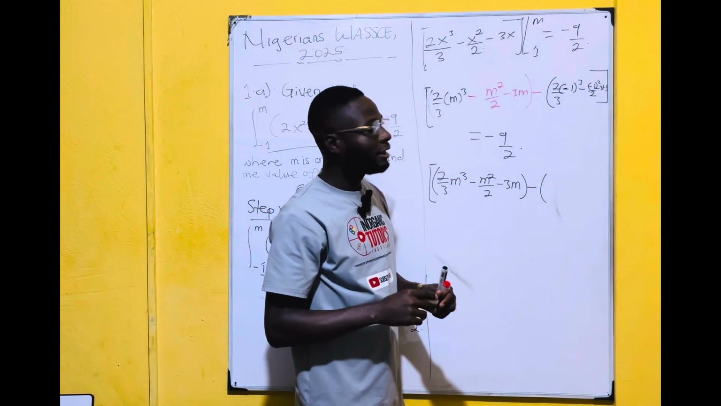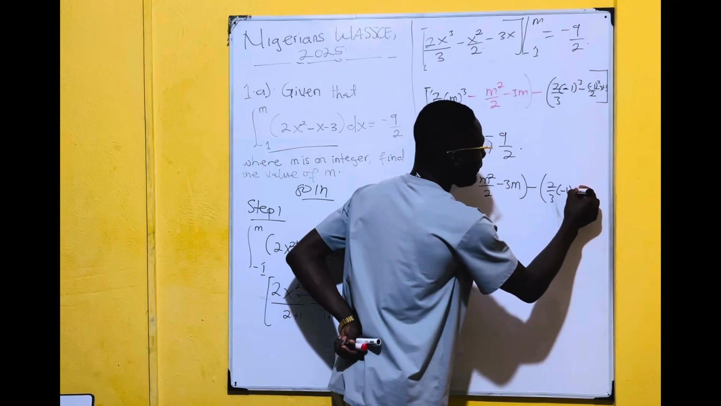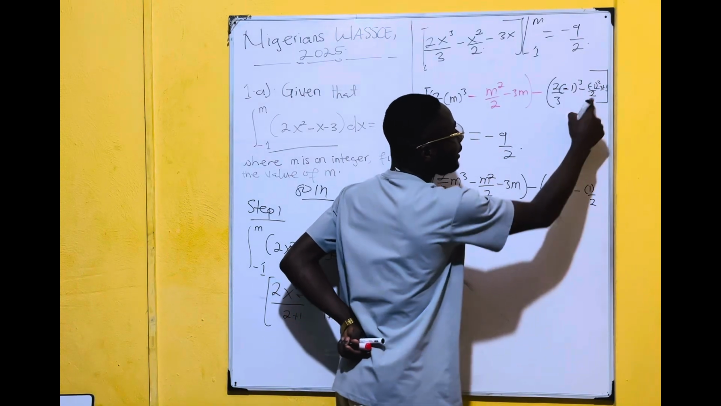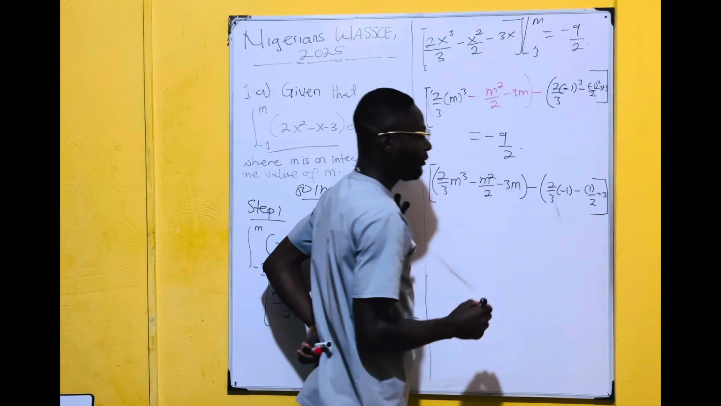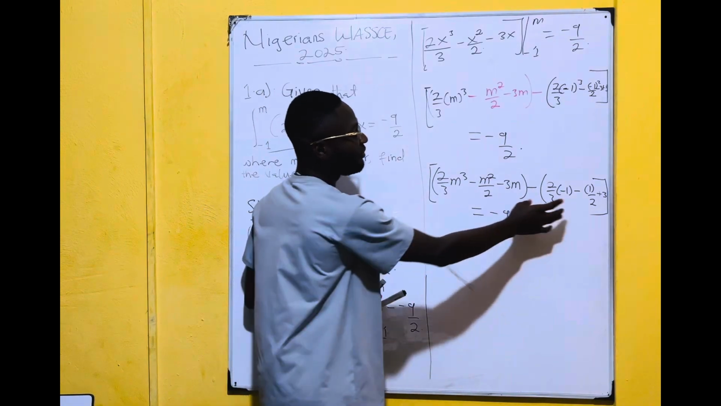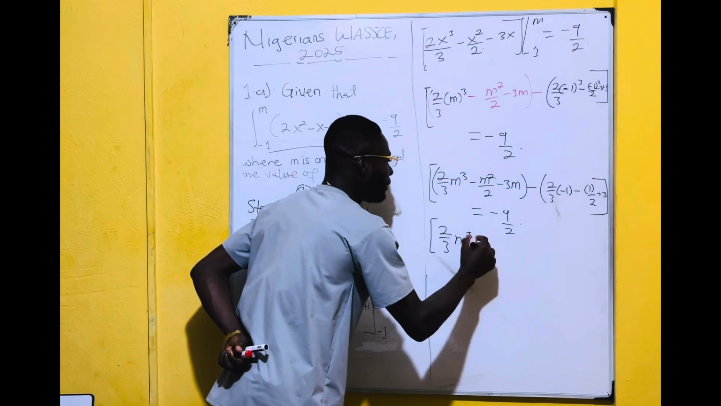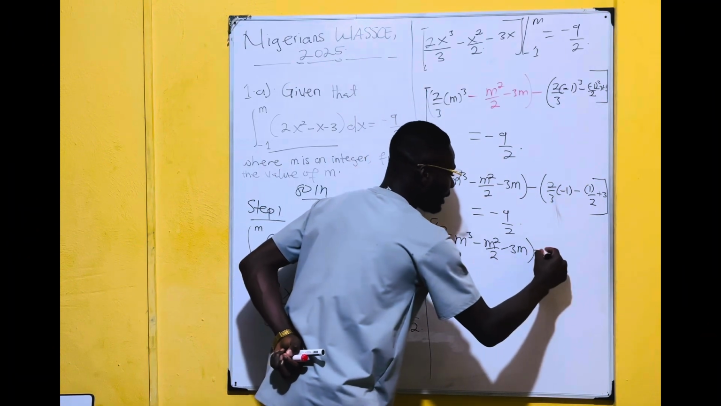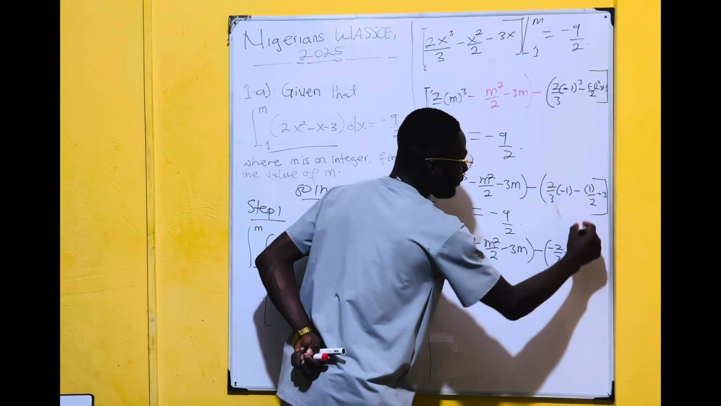negative 1 to the power 3 is negative 1. So we have 2 over 3 times negative 1, minus negative 1 squared is positive 1, so we have minus 1 over 2. Then negative 3 times negative 1 becomes positive 3, so we have plus 3, and that is equal to negative 9 over 2. So this is what we have now. We can simplify this after we subtract. So we have 2 over 3 m cubed minus m squared over 2 minus 3m, minus, this will be minus 2 over 3, and then this will be minus half, plus 3.